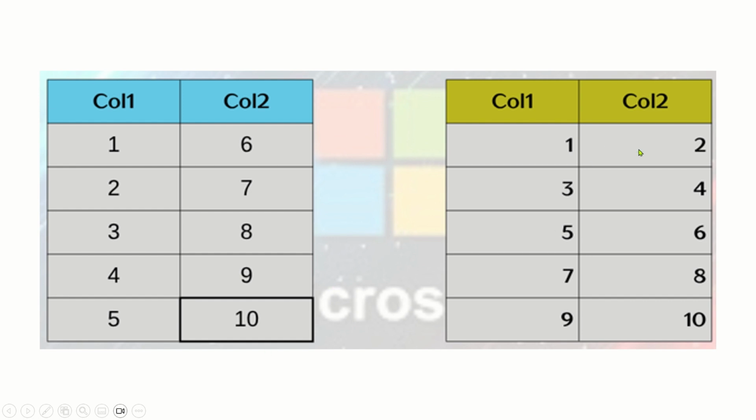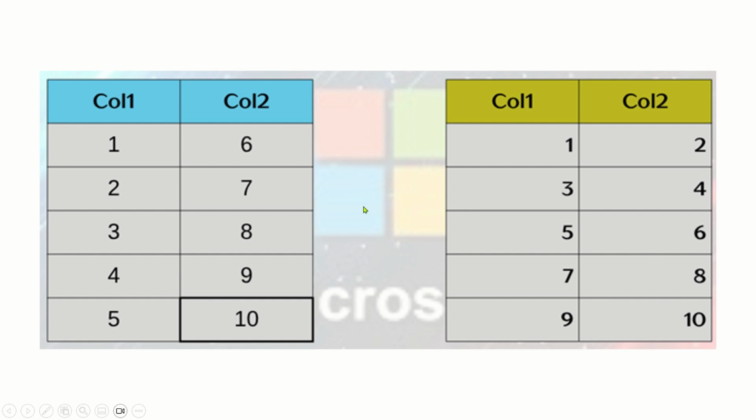But this is the required output. Instead of entering the values vertically into the columns, you should enter them row by row. So column 1 should be 1 and column 2 should be 2, then 3, 4, 5, 6, 7, 8, 9, 10. Instead of entering all the values sequentially in one column and then into the other column, you have to enter the values sequentially row by row.